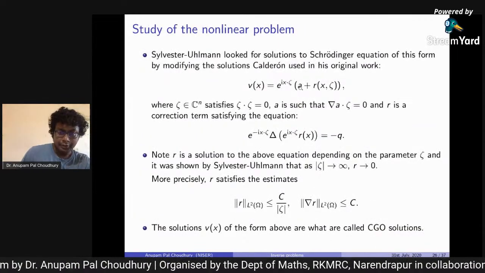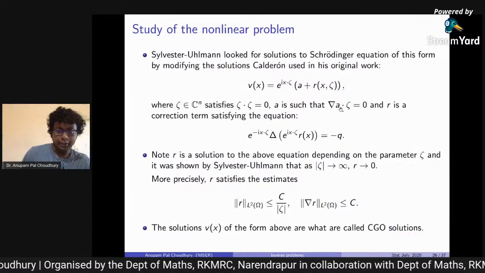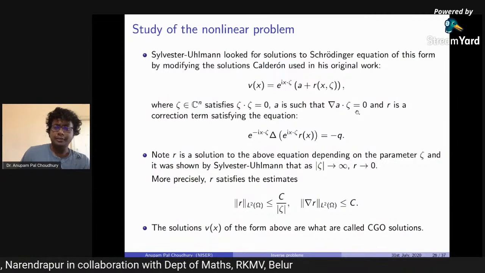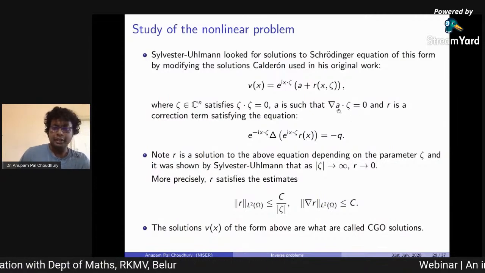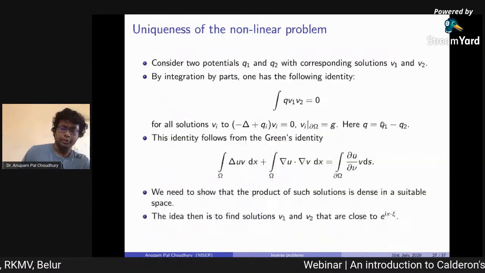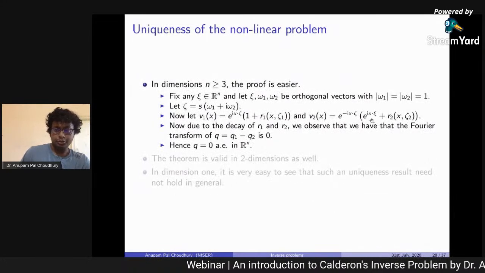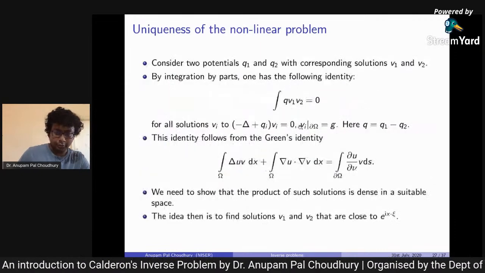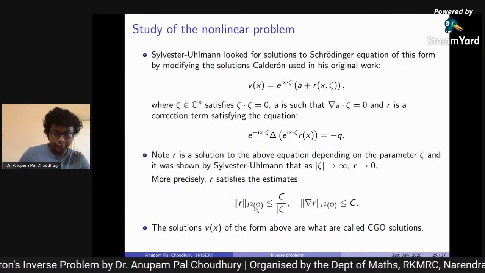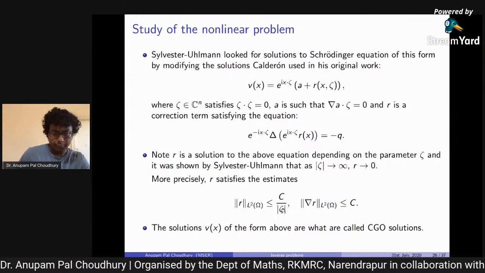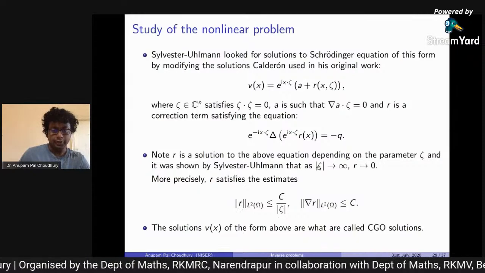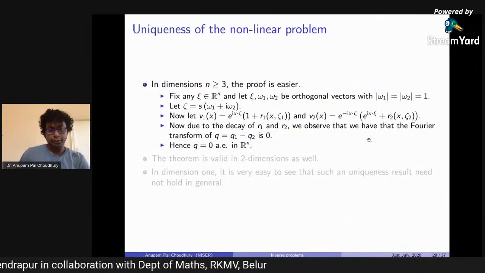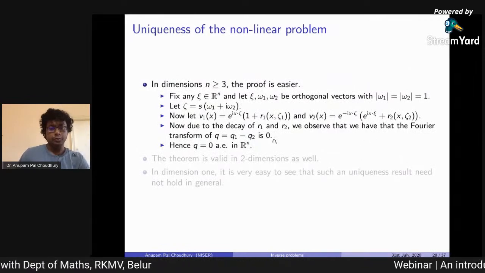You see that it just needs to satisfy this equation. Any A that satisfies this transport equation is allowed. One can show that e to the power ix dot zeta will also satisfy this, so therefore I can also take this one there. Now, remember that there was some decay estimate for R1 and R2 in terms of this parameter zeta. Because of this, we can prove that the Fourier transform of Q is 0.